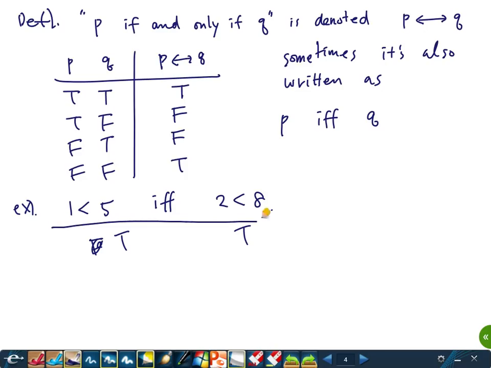Yeah. Of course, this looks very strange. No one will use this kind of stuff, but it is true. True statement, true proposition in this definition.